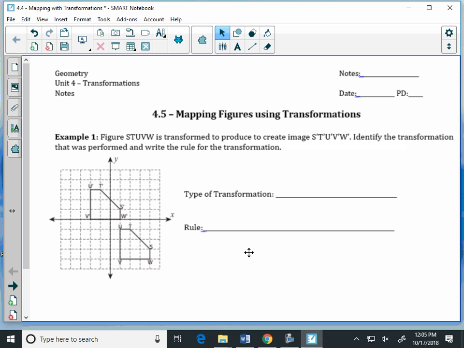Informally, what do we do when we do a translation? Yeah, we just move it. We just slide it, right? You slide it up, down, left, right, it slides. When you do a reflection informally, what are we doing with a figure? Yeah, we're just flipping it, right? You just take it, flip it over something. And when we do a rotation, what are we doing informally with the figure?